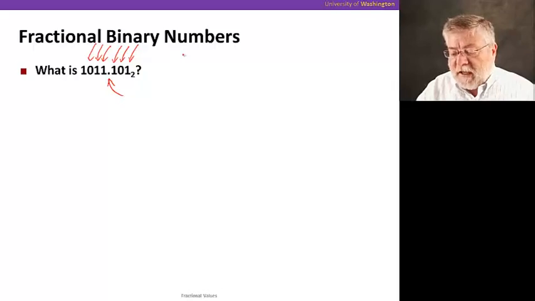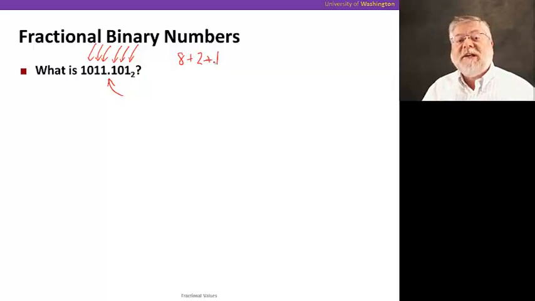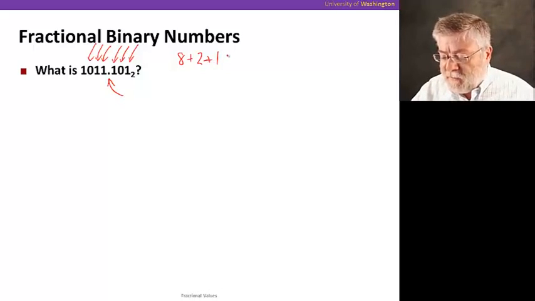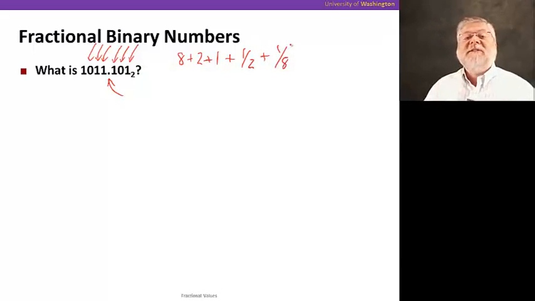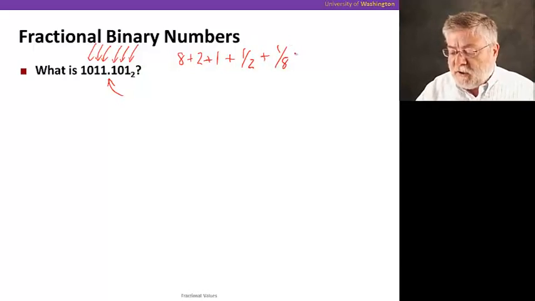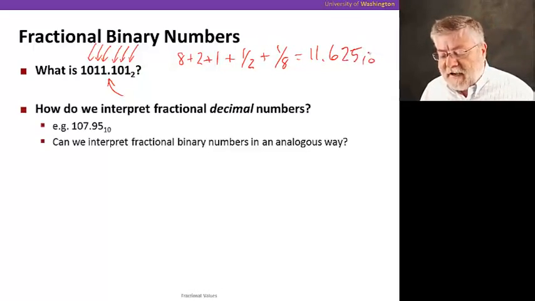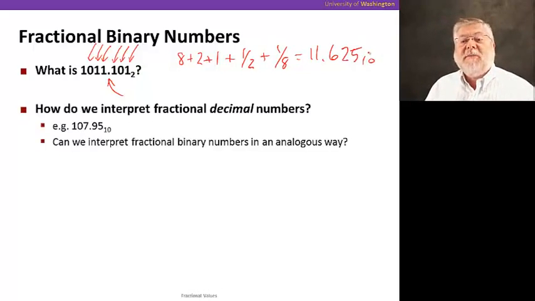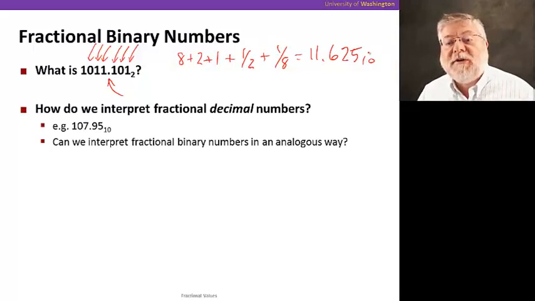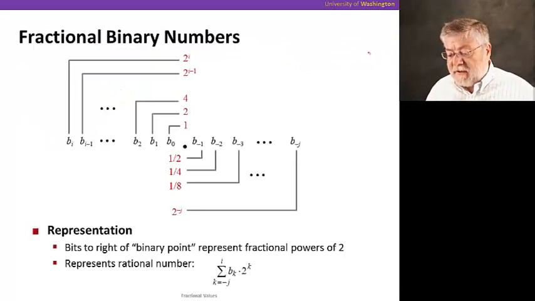So this number is an 8 plus a 2 plus a 1. That's the integer side, the left side of the binary point. So that's the number 11. And then we have a half and an eighth. Not a fourth, because that's a 0. So in this case, this number comes out to be 11.625 in decimal. Okay? And we're in fact going to interpret fractional binary numbers the same way we do with fractional decimal numbers. Okay? We're going to do exactly the same things.